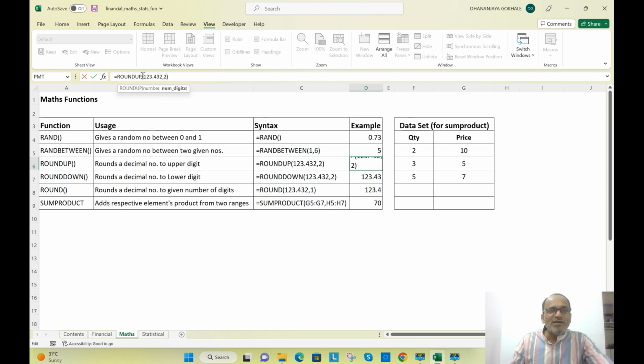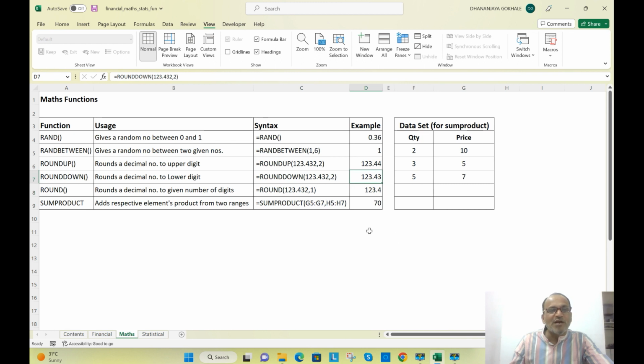So now 123.432 and we want two digits, but because it is more than 430, it will be rounded up to a higher value because it is a round up function. And as you can see, it has got rounded off to 123.43.